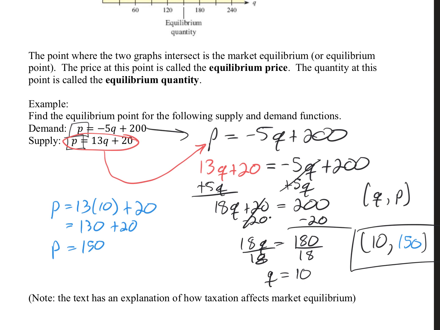That finishes the notes. I will just mention that if anyone is interested, the textbook has an interesting explanation of how taxation would affect a market equilibrium. So if you're interested in that, you can find that in section 1.6. It should be the very last topic you see before the textbook goes into the exercises.